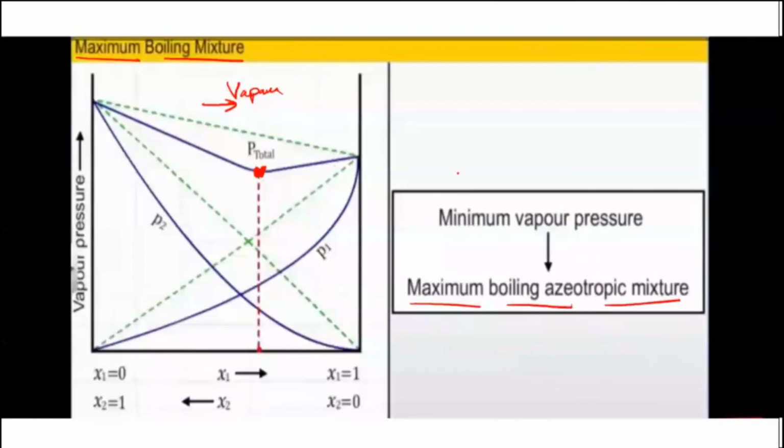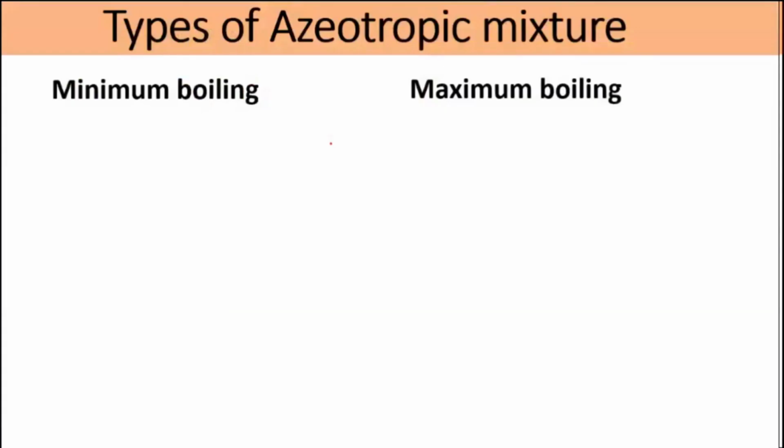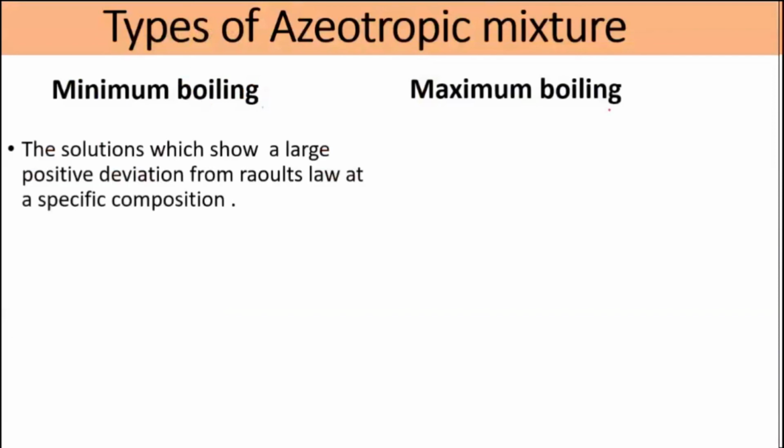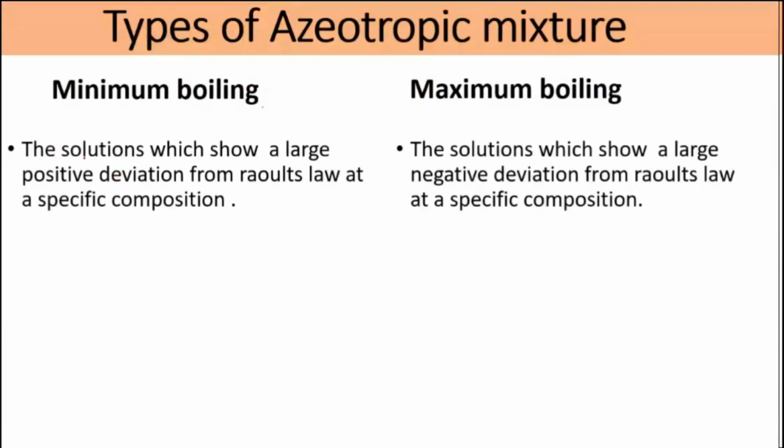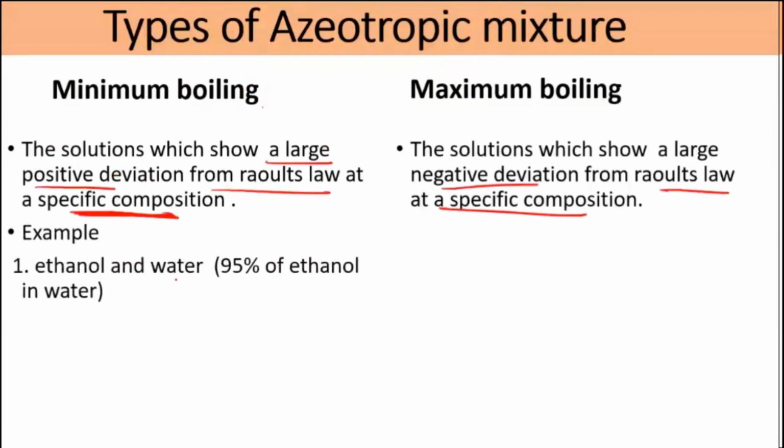So these are the two categories of azeotropic mixture which we have got: one is the minimum boiling azeotropic mixture and the other is the maximum boiling. The minimum boiling ones show large positive deviation from Raoult's law at one specific composition, whereas the maximum boiling ones show large negative deviation from Raoult's law at one specific composition. An example I have taken here is ethanol and water.